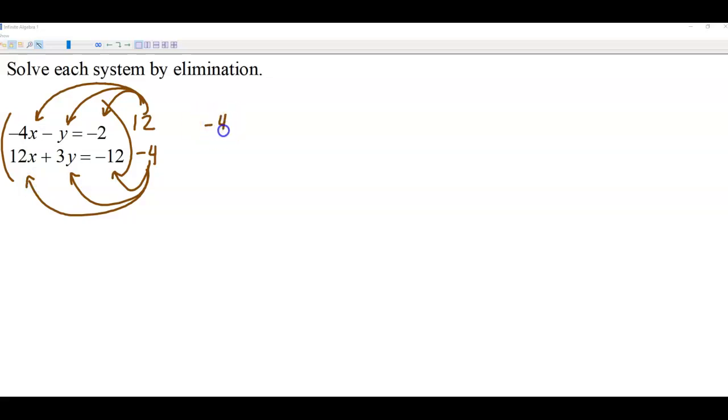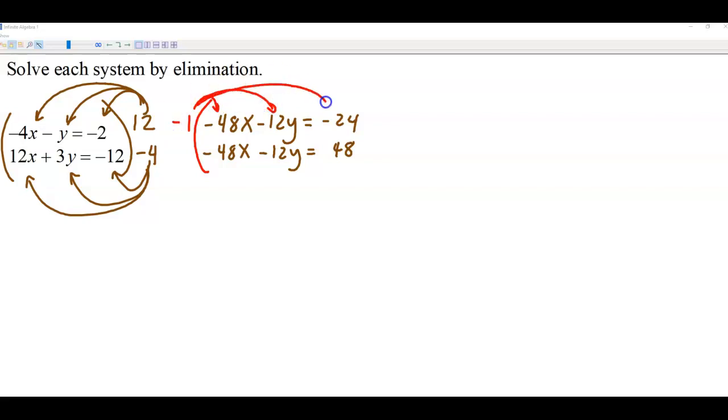And that's going to give me -48x minus 12y equals -24. And then on the bottom, I'm going to get -48x minus 12y equals 48. Next step is to change the signs in one of the equations. So I'll pick the top one there. I'll multiply everything by a -1. And the bottom one will stay the same.